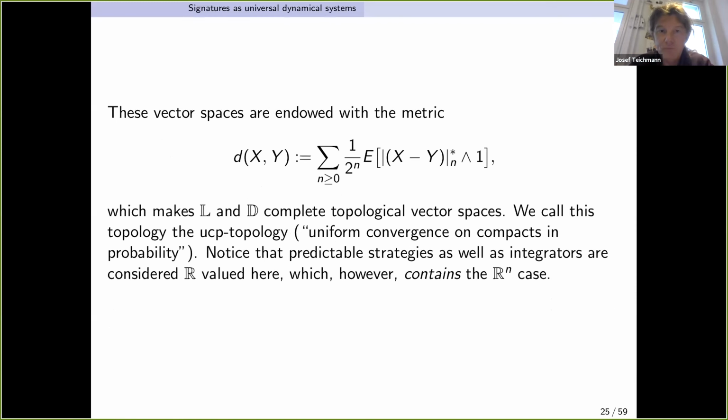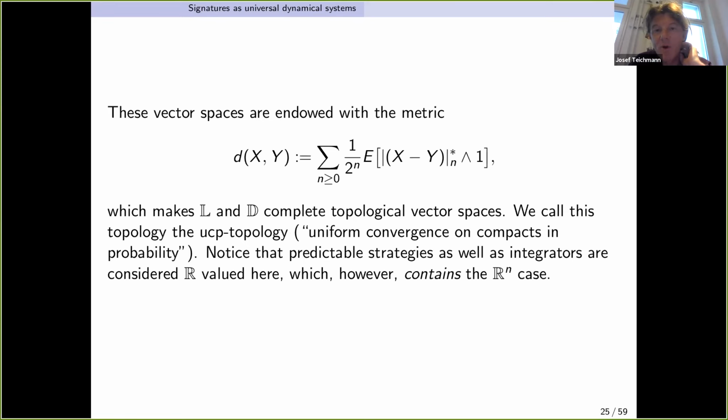And I take on these vector spaces the following topology, which is called UCP topology: uniform convergence in time on compacts, and otherwise in probability with respect to the probability space. And therefore, I have a metric on this space, and the metric is given by the following formula. Of course, the 2 can be replaced by 3 or 5 or whatever you want.